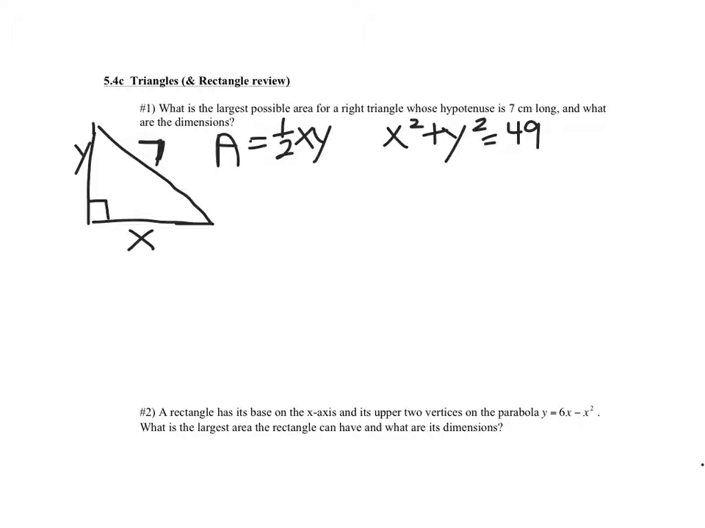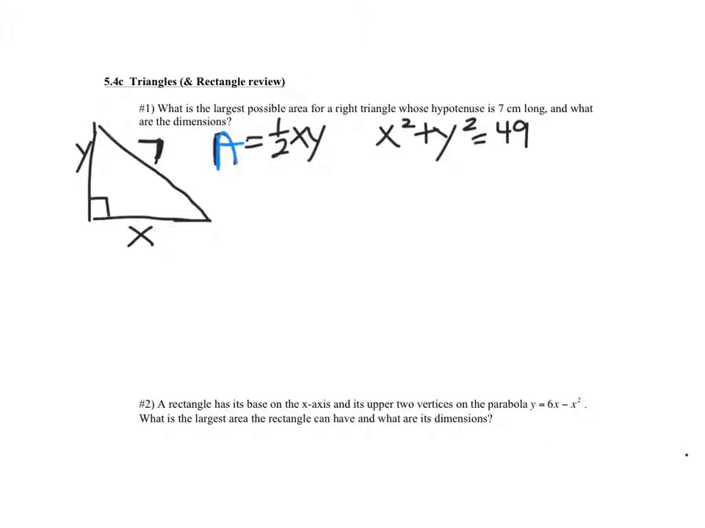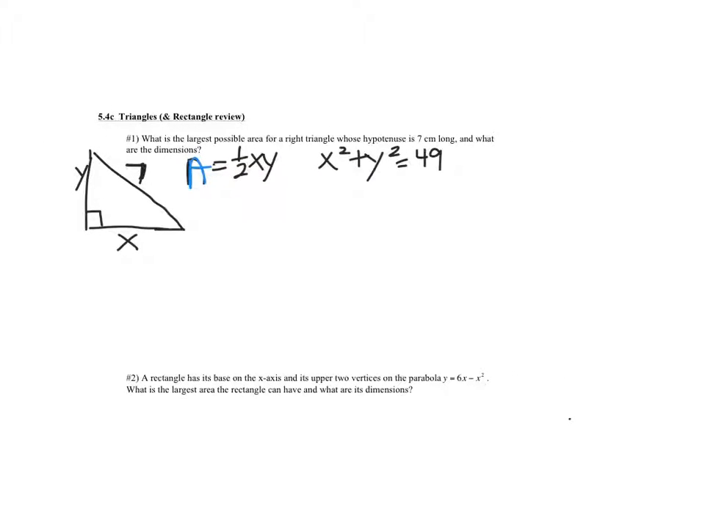So we need to take the derivative of this capital A here, and the way we're going to do that is we need to solve for y in our Pythagorean theorem equation. So let's go ahead and solve for y. We'll subtract the x squared over to the other side to get 49 minus x squared. So that would make y equal to plus and minus, but we're just going to go with the positive because y is a side of a triangle. We want the maximum area, so there it is.